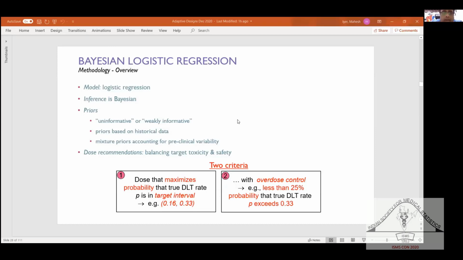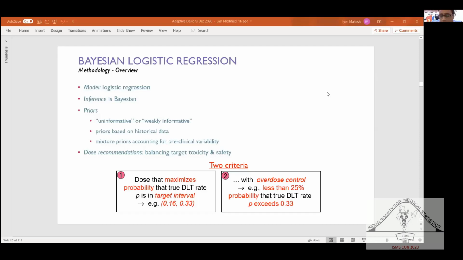And we have priors. So we say that I will start with some initial prior information about how the DLT curve looks. Then I will dose patients and get that information. And then based on that information, I will go back and update my prior. And I'll keep on doing this till my model becomes stable.